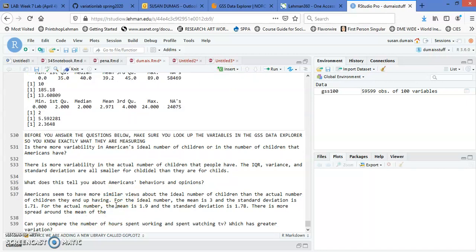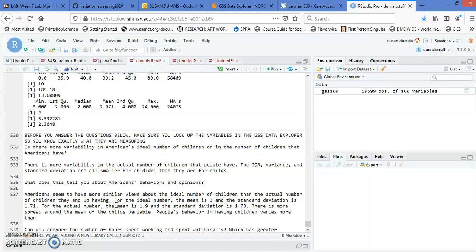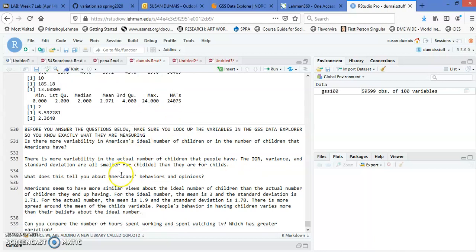The mean of the child's variable. People's behavior in having children varies more than their beliefs about the ideal number. Okay. And then, can you compare the number of hours spent working and spent watching TV?